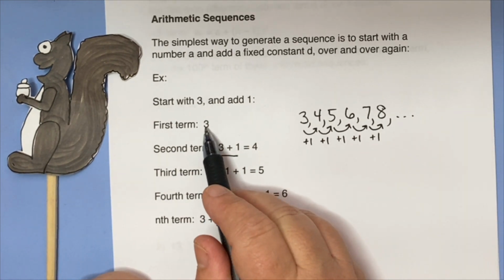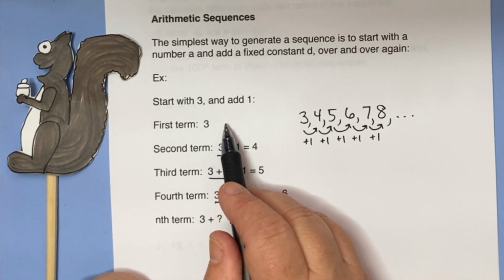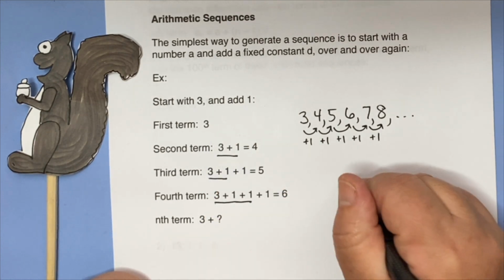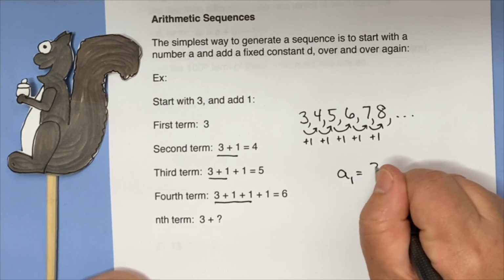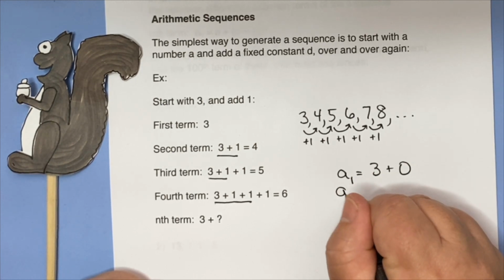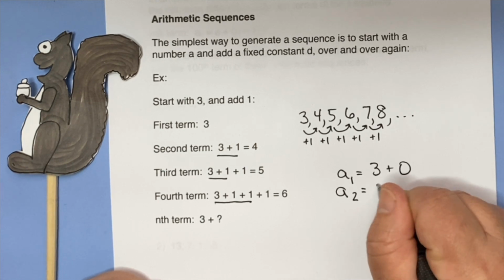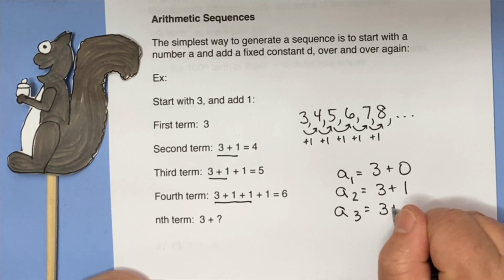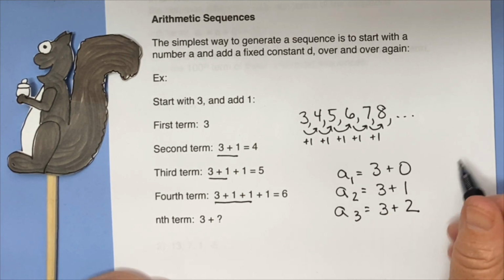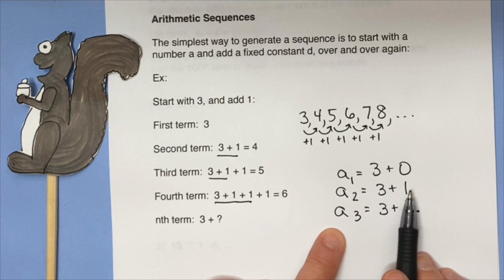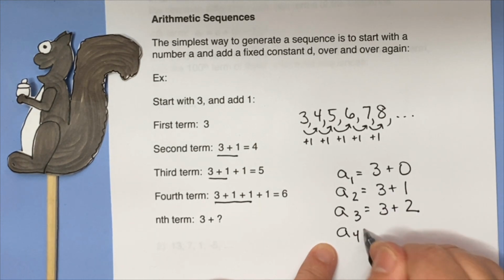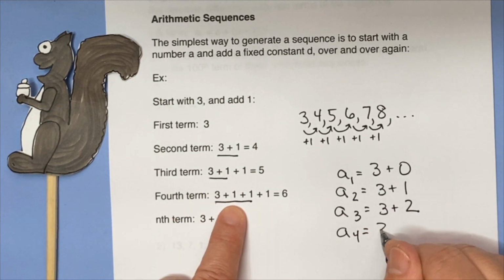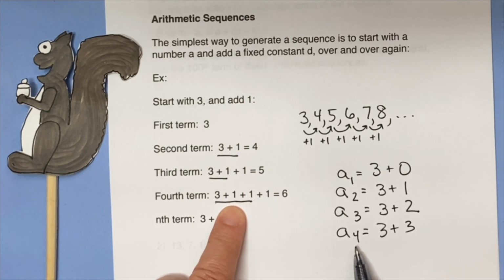The first term has 3 plus 0, right? So a sub 1 is actually 3 plus 0. A sub 2 is 3 plus 1. A sub 3 is 3 plus 2. And as I note here, I see that I am adding, so the fourth term is 3 plus 3. I'm adding 1 less than this counter number, than the subscript.